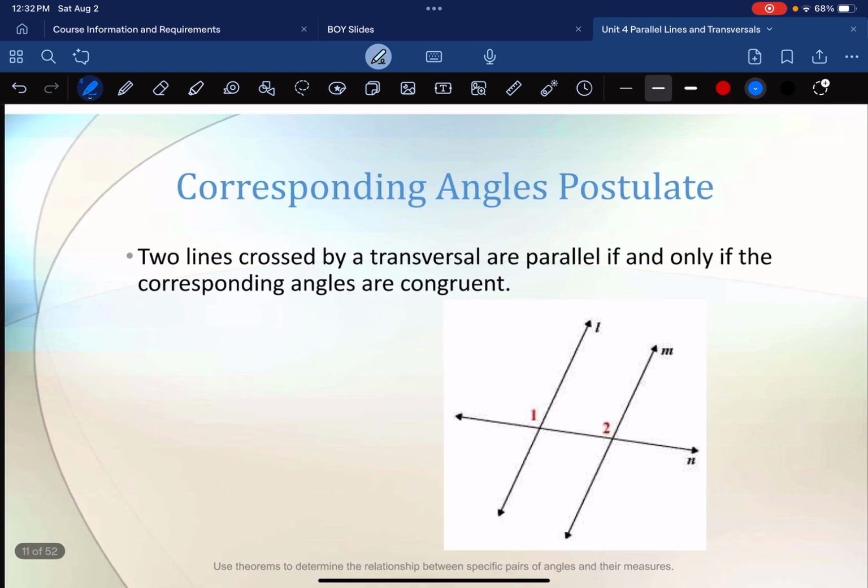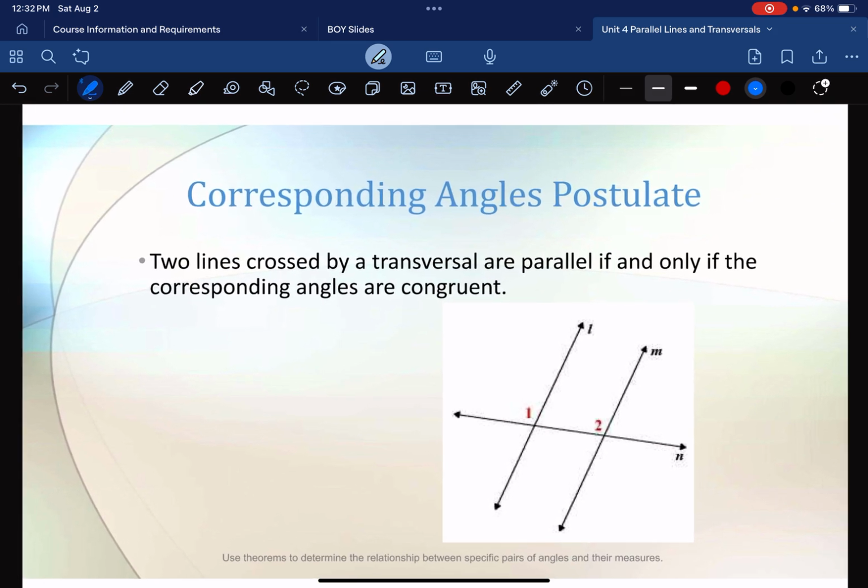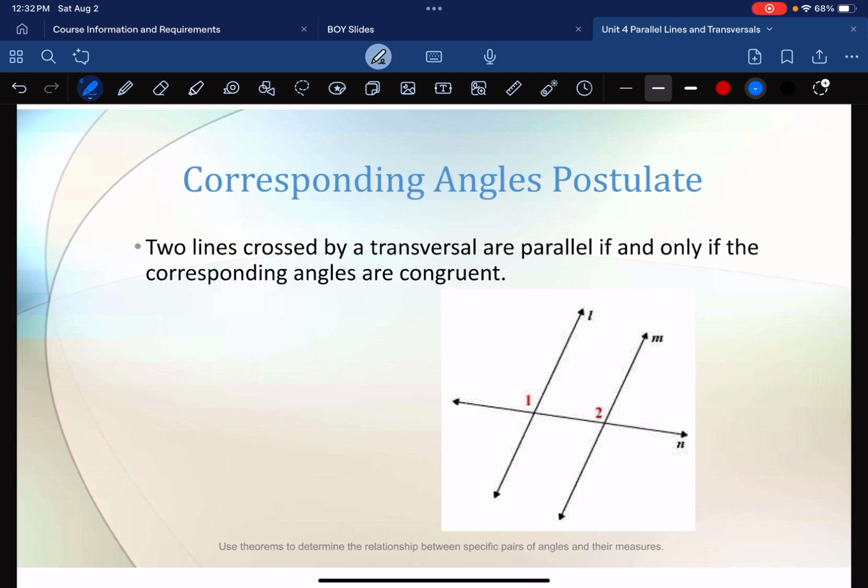So corresponding angle postulate. Well, this is the first thing we've got to have in place in order to find out any angle measures at all. If you remember corresponding angles from the last lesson, they're on the same corner of our intersection. Okay, so if you look here, angle 1 and angle 2 are corresponding, and this is our transversal right here, okay? So remember, this is like the upper left-hand corner of each intersection, so they're really corresponding. They're on the same corner.